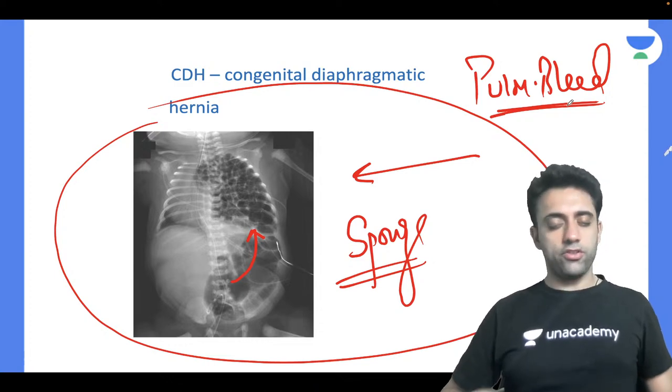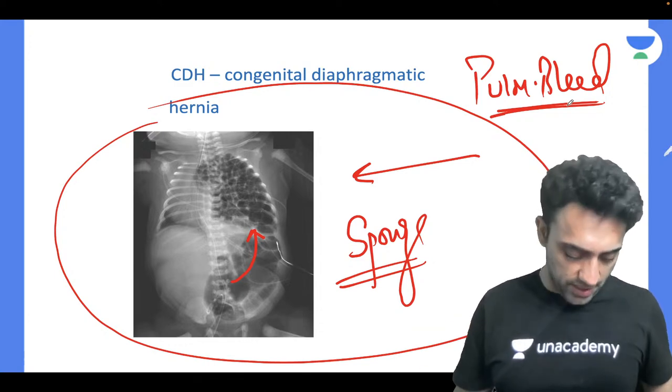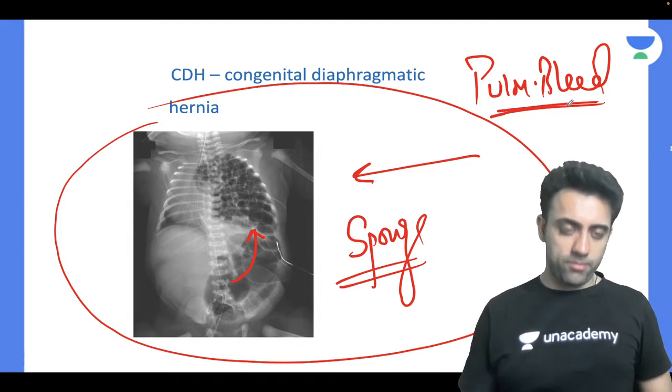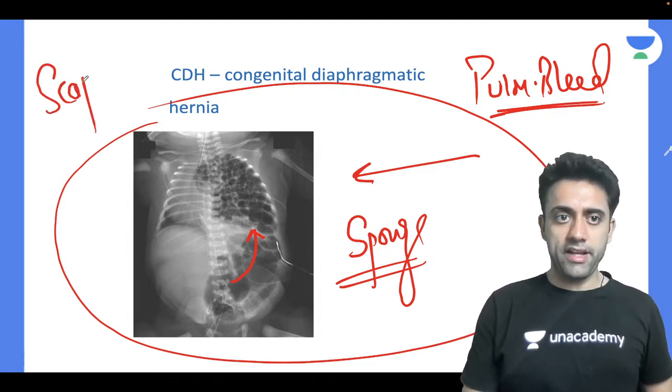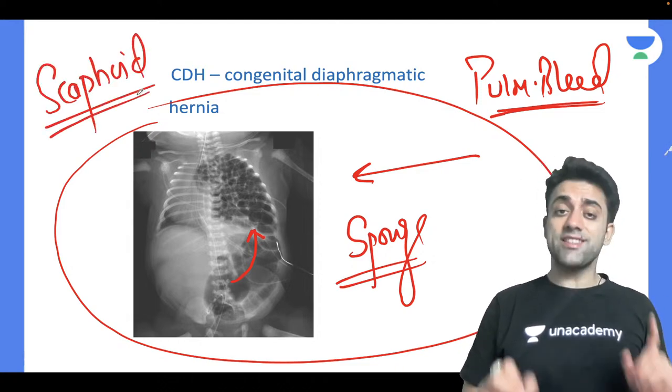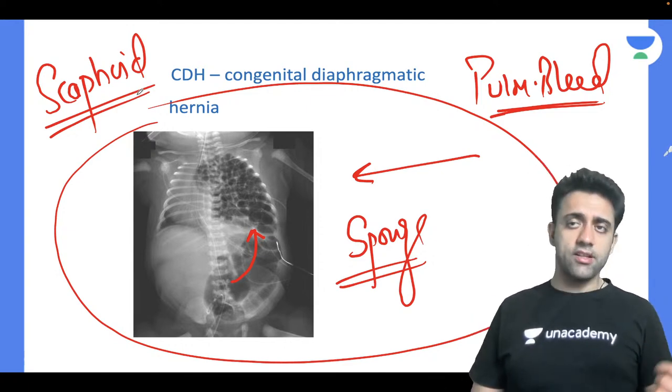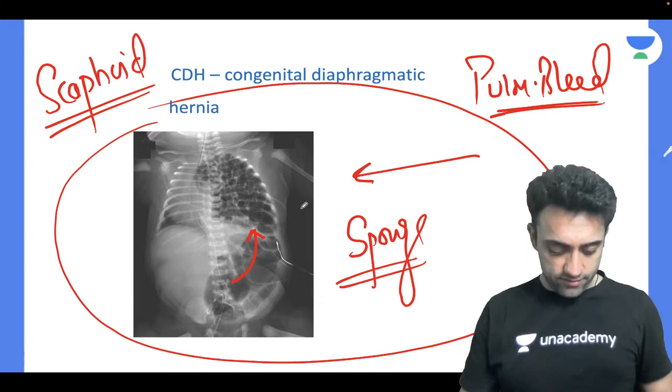In a case of CDH, you don't touch the bag and mask ventilation, that you should know. So the patient will have distress. The patient will have a scaphoid shaped abdomen. Very importantly, today also in my medical college, I was teaching. Scaphoid shaped abdomen, bag and mask contraindicated, distress are very important.